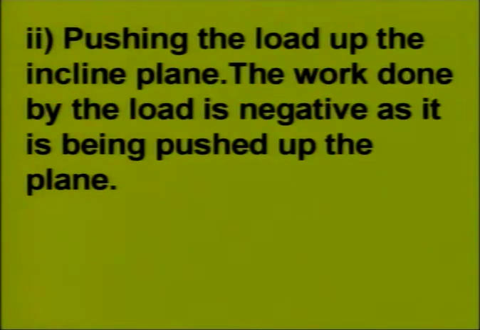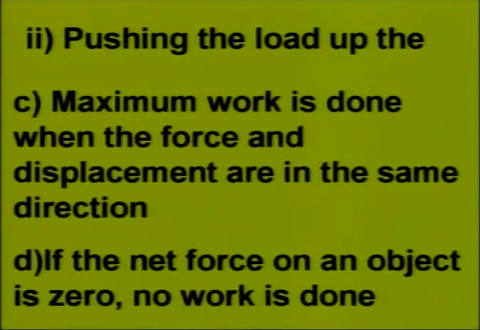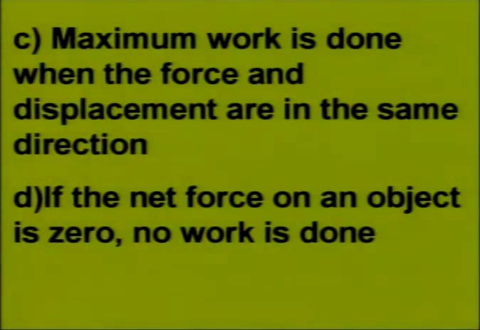Effect C: there will be maximum work done when the force and displacement are in the same direction. Meaning that you can do more work, especially when you apply the force in the same direction as the displacement or the distance. And effect D is that if the net force on an object is zero, no work is done.